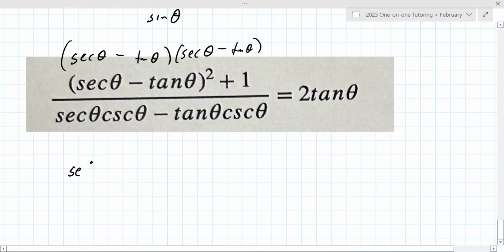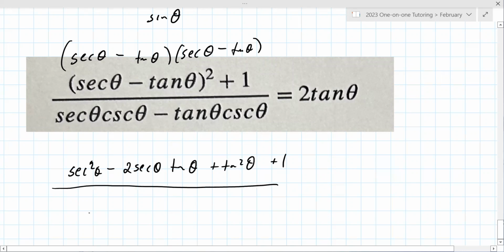So that's secant squared minus 2 secant theta tangent theta plus tangent squared theta plus 1. And then on the bottom here, I noticed that they both have a cosecant. So I'm just going to factor that out for the moment. Okay, secant theta minus tangent theta.